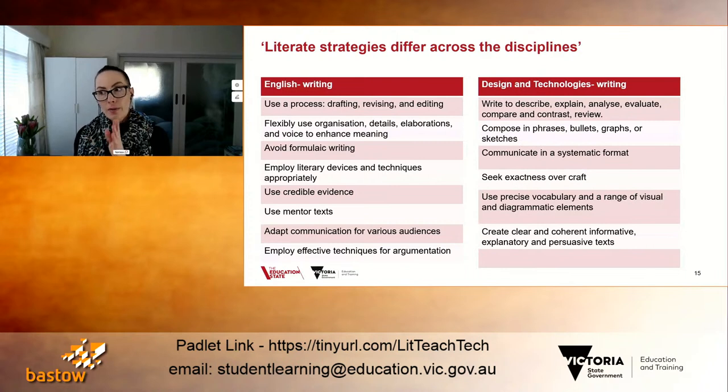Now, if you think about design and technologies, so this is the second strand, not digital technologies, design and technologies, most of the writing that our students do in this subject is to describe, explain, analyze, evaluate, maybe compare and contrast. So it's different to engaging their reader. They're doing a lot of composing in bullets, in graphs and in sketches. So there's a lot more drawing and visual writing going on rather than what we're doing in the English classroom.